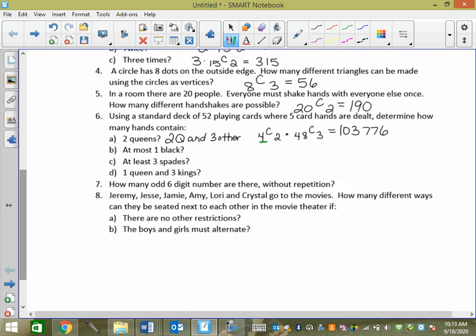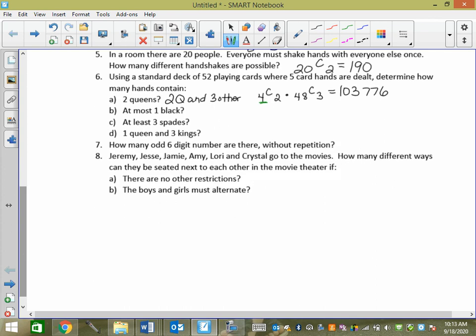103,776. The next one is going to be a case question. I'm just going to do it down here just so we can still see it. So I need at most 1 black. So that means I need 1 black or 0 black, because at most means I can work my way to 0. At least means I work my way to how many I can have, like 5 in this case. So at least I work to 5, at most I work to 0.